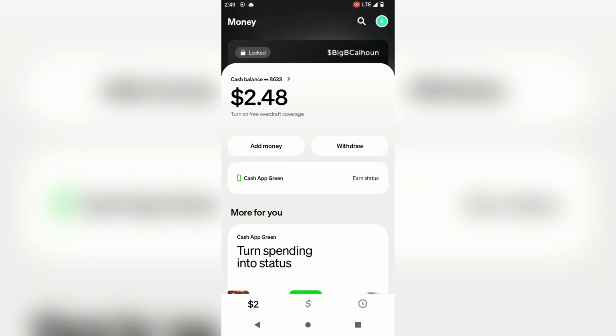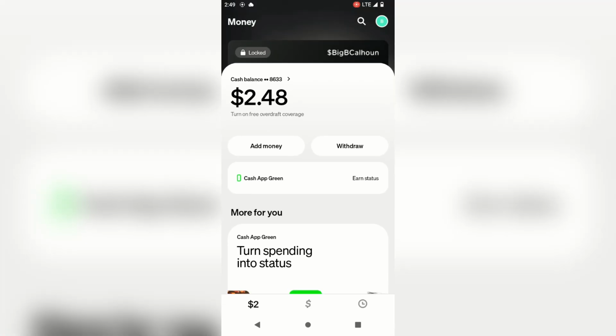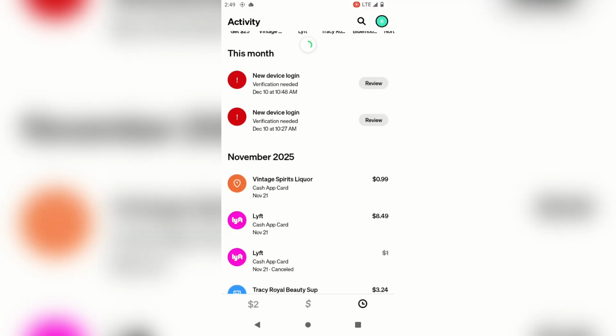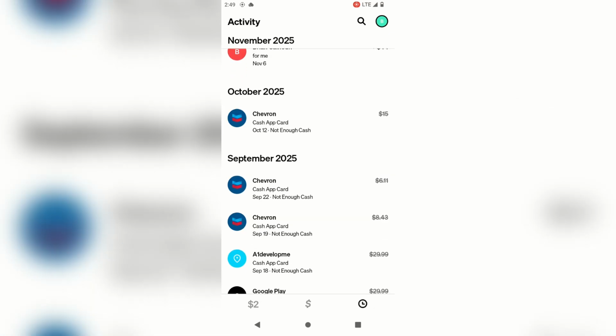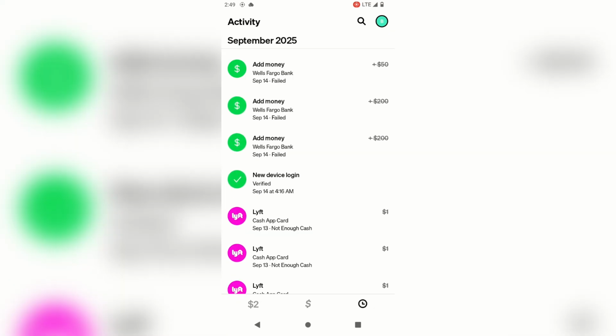This is the third account. Let me show you the details of this account. As you can see, the card is locked here. This account also has a long transaction history.